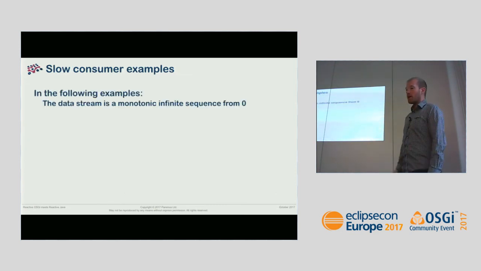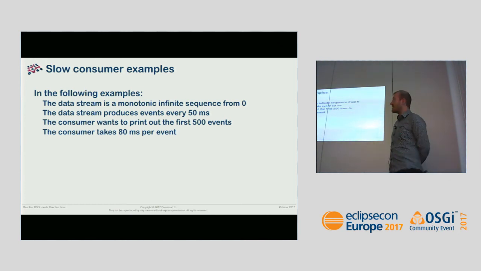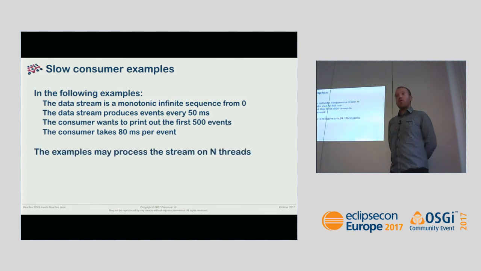So in the following examples, we've got an infinite sequence from 0 every 50 milliseconds, and we want to print out the first 500 events. In this case, the consumer is going to take 80 milliseconds per event. Note that 80 is bigger than 50. We've got up to n threads that we can process this stream on.